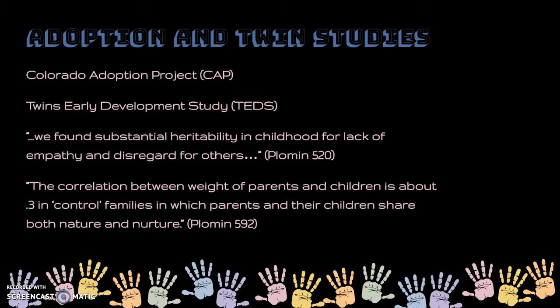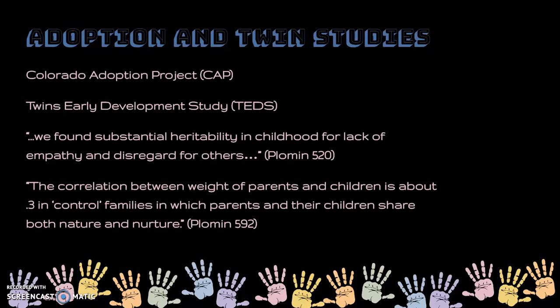Twin studies are similar, but they study twins. So they evaluate fraternal and identical twins and compare how alike fraternal twins are to each other and their parents, and how alike identical twins are to each other and their parents. So in the CAP and TED studies, they found that the child was more identical to the biological parent to an extent. In the TED studies, they found identical twins to be more alike than fraternal twins to an extent.